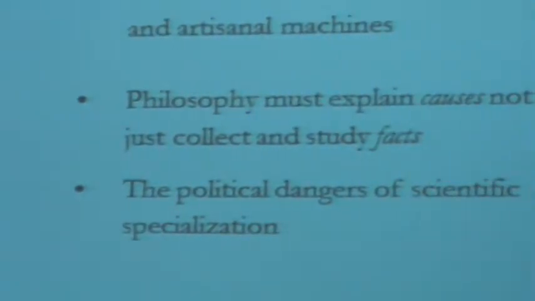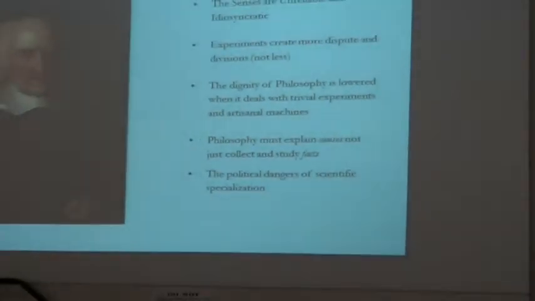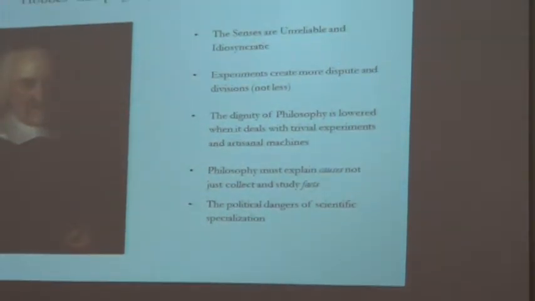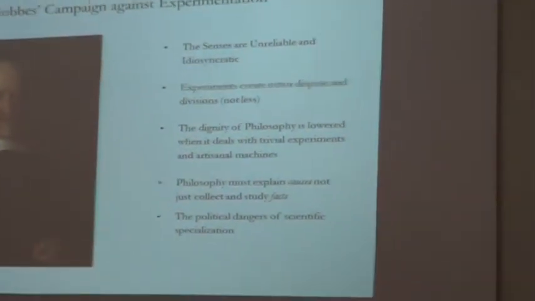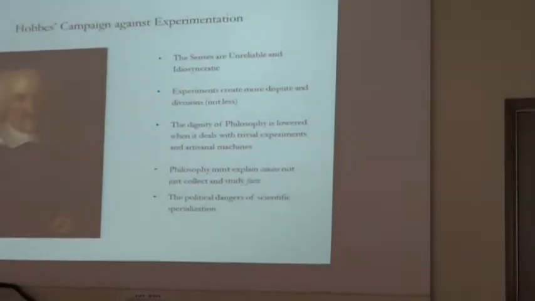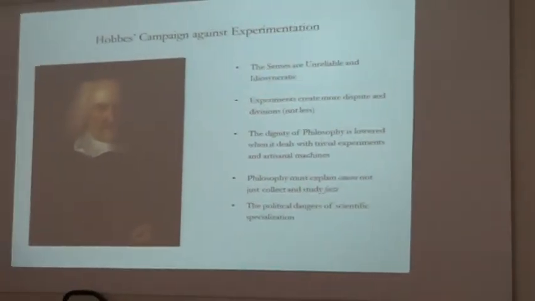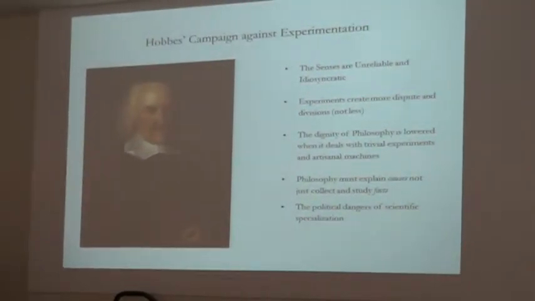Hobbes was purposely excluded from the Royal Society, which was the new scientific organization created to embody the views of Boyle and others to do experiments. And I'll talk about it in a second. They purposely excluded Hobbes. And so he wrote all of these kind of fierce critiques from the outside.